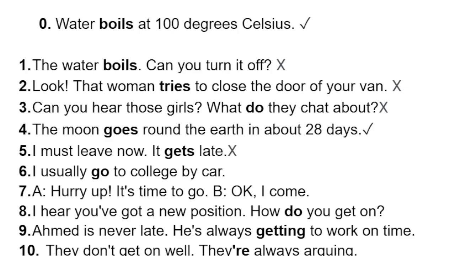Number 6. I usually go to college by car. Here we see the adverb of frequency, usually, which tells us that this is habitual. This is a repeated action. So in this sentence, this present simple is correct.